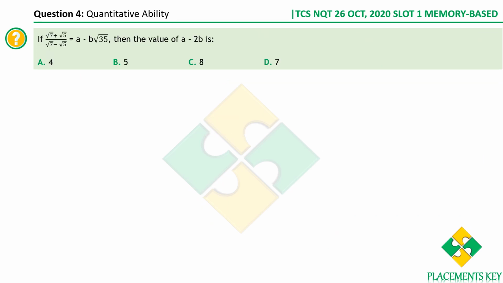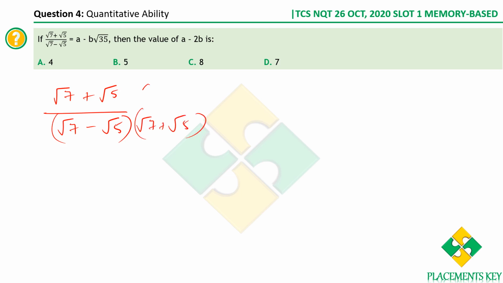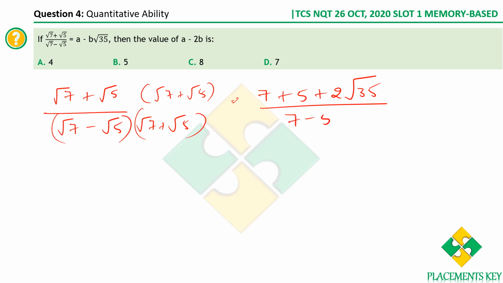If this value is a minus b root 35. Let me write it. Root 7 plus root 5 by root 7 minus root 5. Let's multiply this with root 7 plus root 5, and the denominator also with root 7 plus root 5. So we get a plus b whole square, right? So you get a square, root 7 whole square, plus b square plus 2 into root of 7 into 5, 35, divided by a minus b into a plus b, which is a square minus b square.